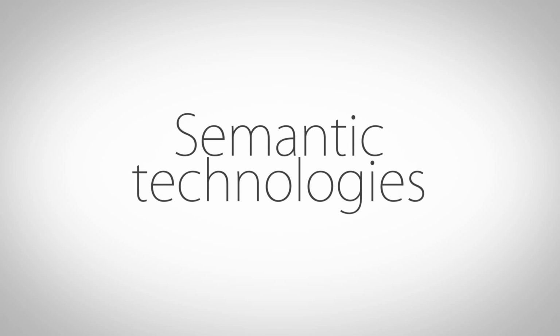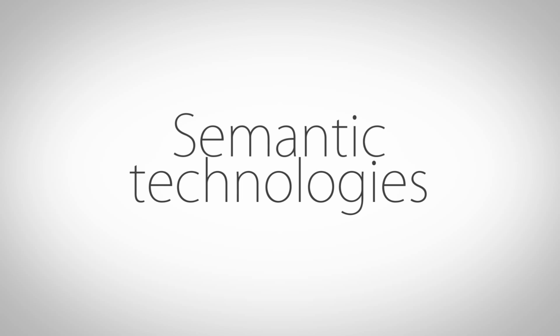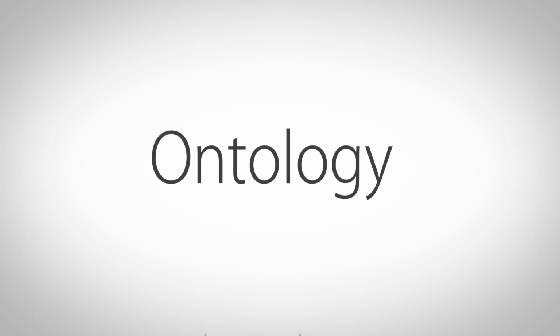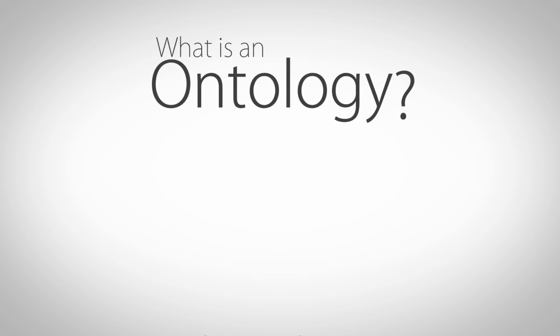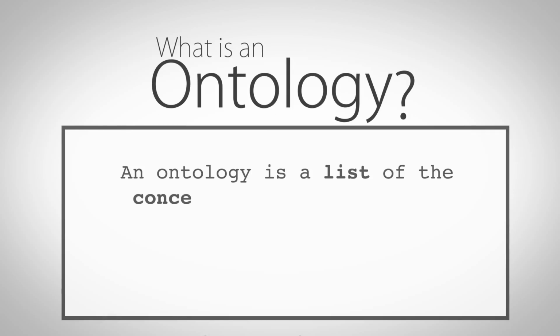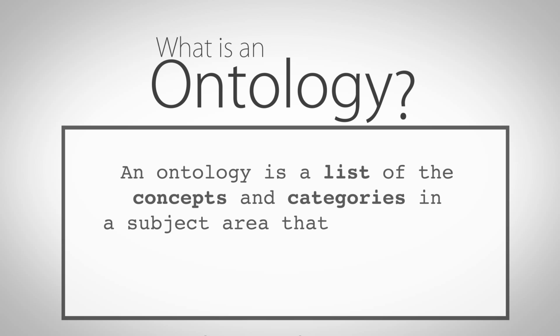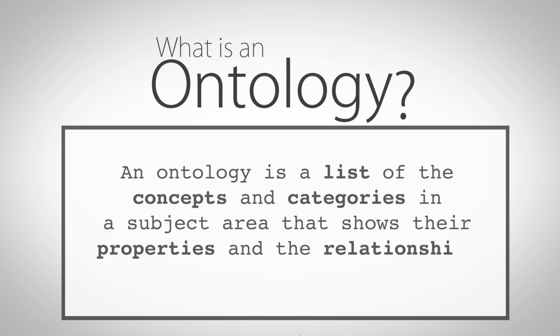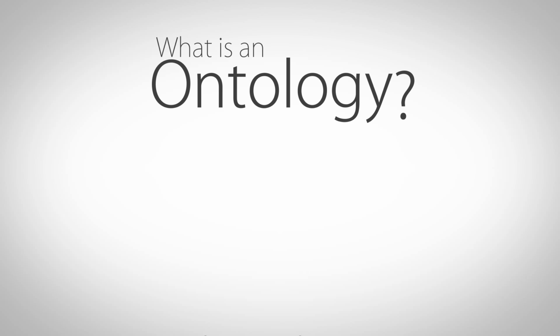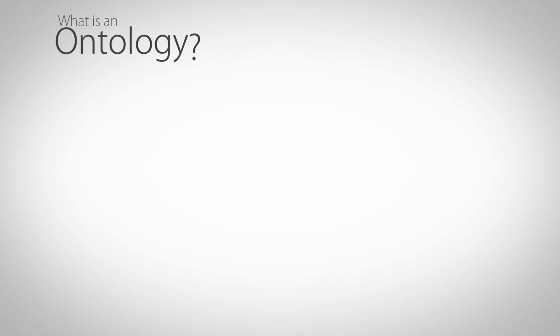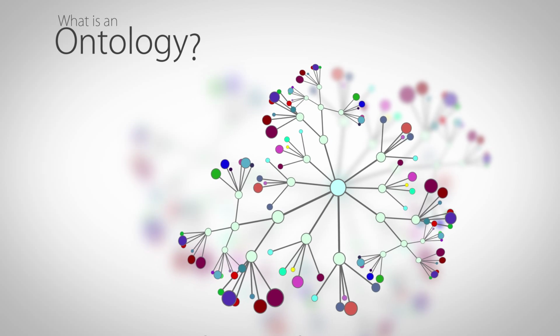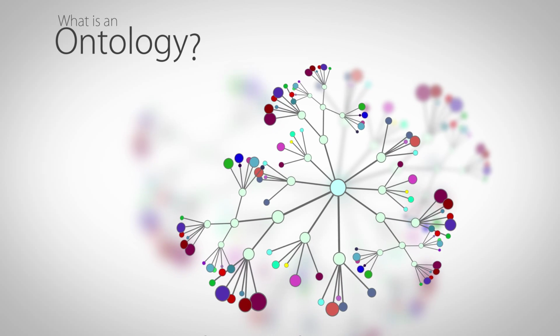Using semantic technologies, we can encode linguistic relationships in a model called an ontology. In computer science, an ontology is a list of the concepts and categories in a subject area that shows their properties and the relationships between them. Our ontology models language concepts and their relationships. It enables us to connect lexical resources in a vast machine-readable knowledge graph.